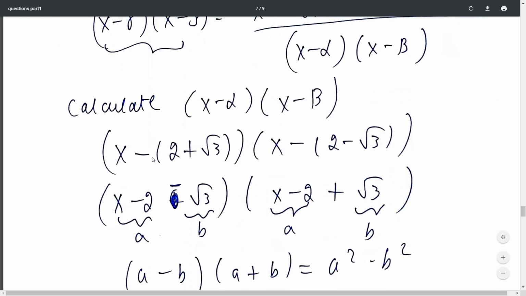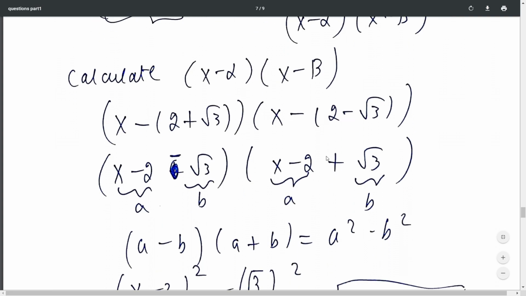Open it. Write it as x − 2 − √3. This minus will be distributed, and here x − 2 + √3, right? So opening this becomes this. Now take x − 2 as a and √3 as b. Here also x − 2 as a and √3 as b. It becomes (a − b)(a + b). I hope you have got it.